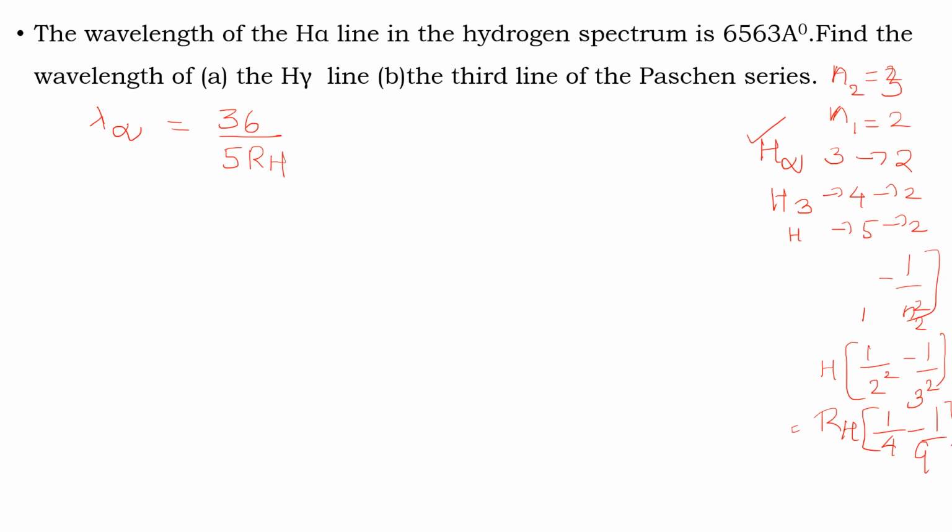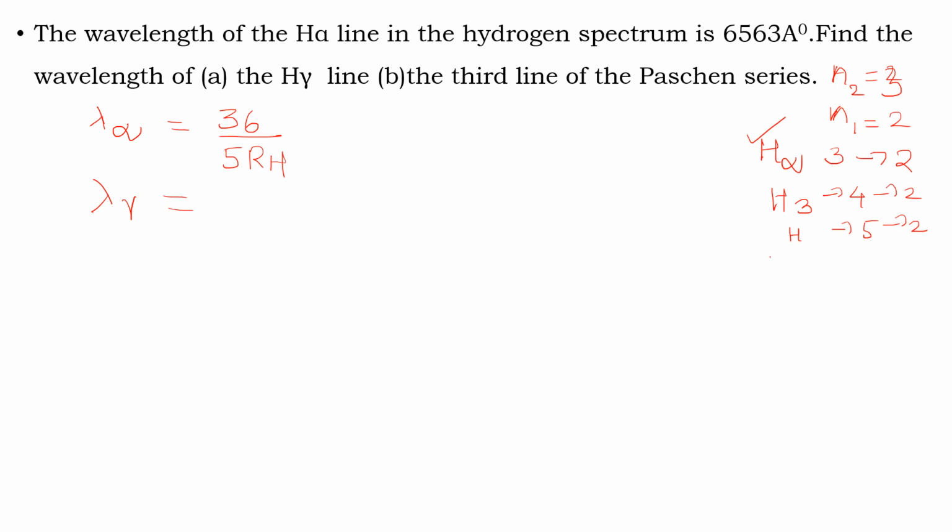Next line is the H gamma line. The H gamma line corresponds to a transition 5 to 2, and the corresponding wavelength can be represented as lambda gamma. 1 by lambda gamma is equal to RH into 1 by 2 square minus 1 by 5 square, that is 1 by 4 minus 1 by 25. It can be represented as lambda gamma is equal to 100 divided by 21 RH.